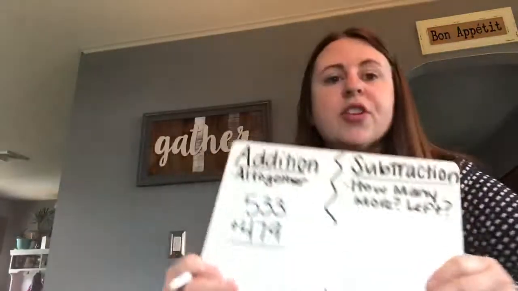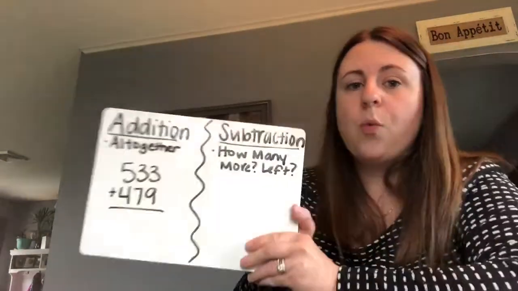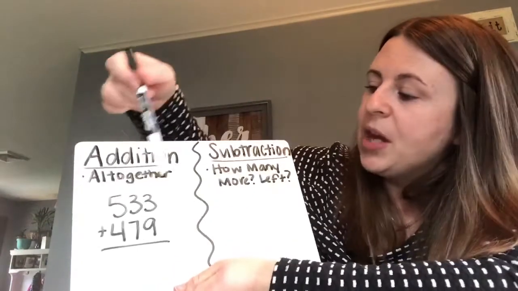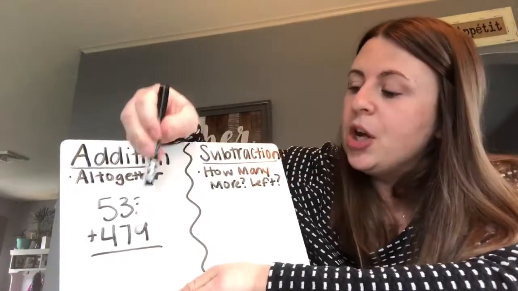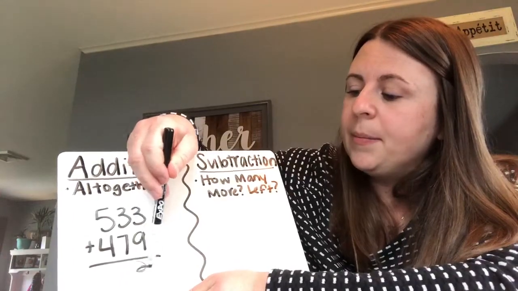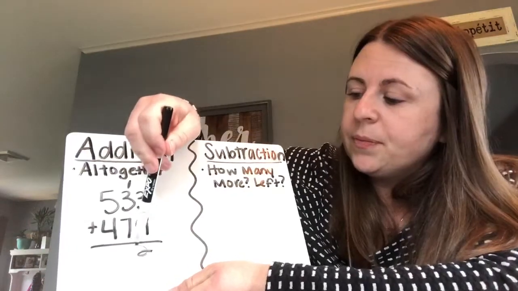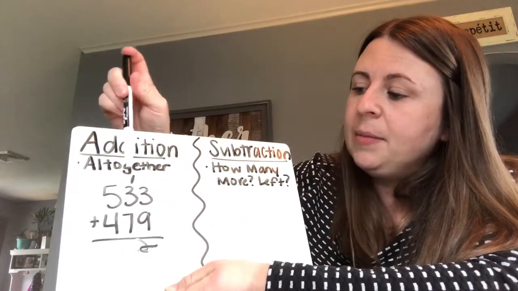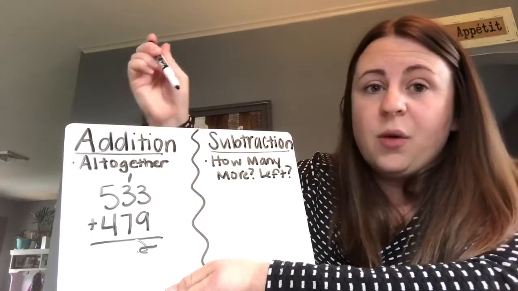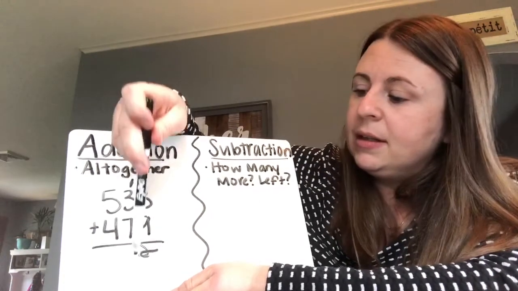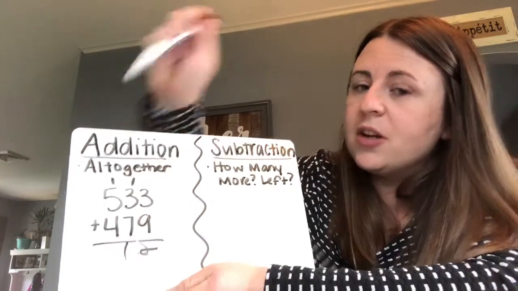so I have 533 plus 479. So we always start in the ones column, as we remember. So we have 3 plus 9 is going to give you 12. That's a 2-digit number. So we need to have our 2 on the bottom, and we carry our 1. We regroup our 1. Then we go to the tens column. We add 3 plus 7, which gives me 10. And we add the 1 that we regrouped, gives me 11. We put our 1 down here, and we regroup our other 1 over the hundreds column.